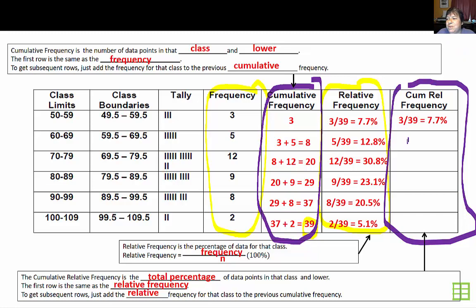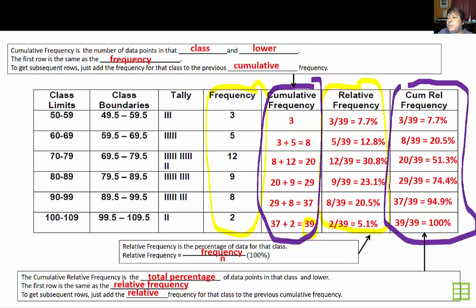Now, I'm going to show you two. Then you can say, okay, then this one's going to be 8 over 39, which is 20.5%. 20 over 39 is 51.3%. 29 over 39 is 74.4%. 37 over 39 is 94.9%. 39 over 39 is 100%.